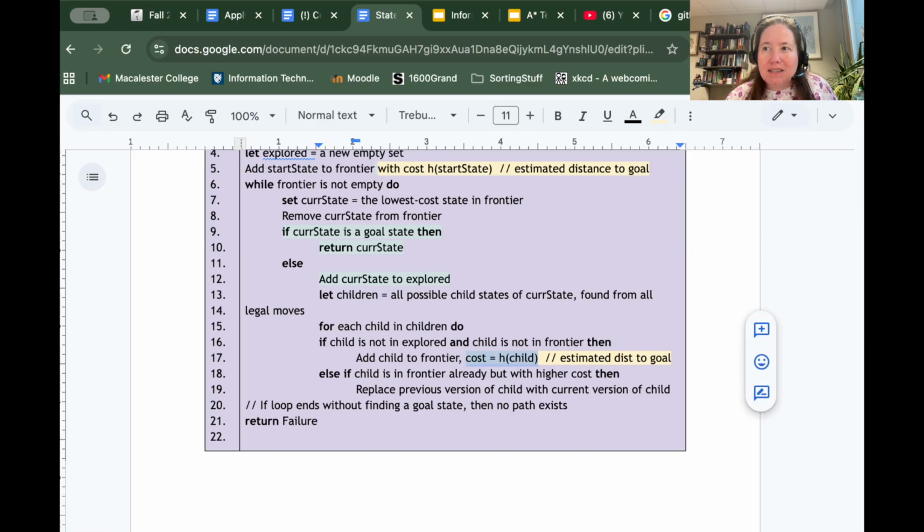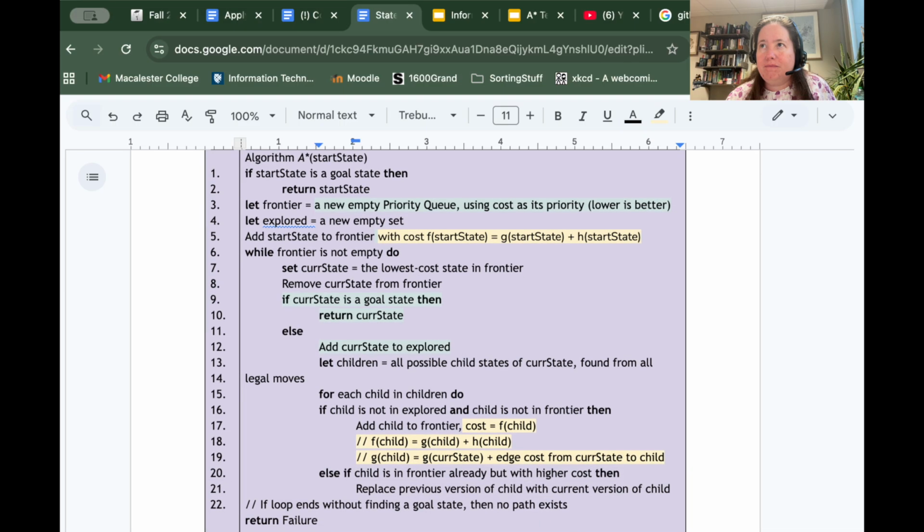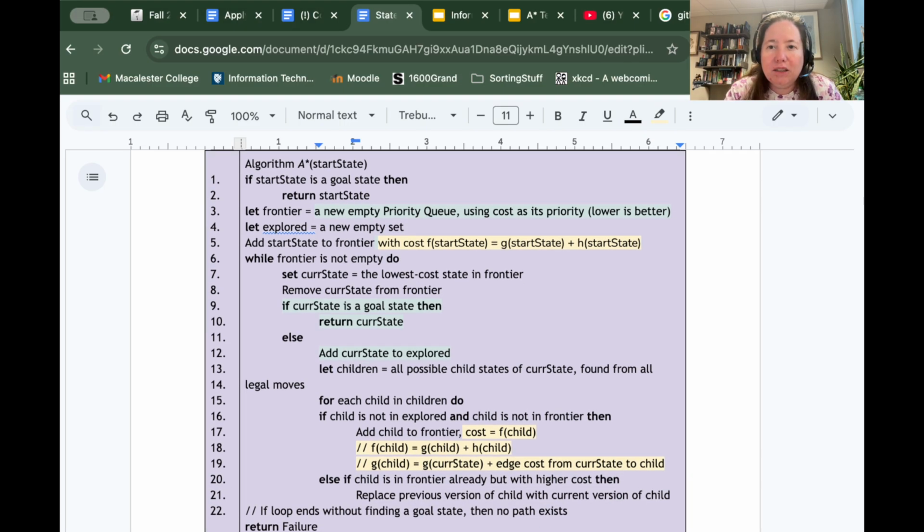What does it look like as an algorithm? It looks exactly like least cost search or greedy best first search, except for the yellow bits. So there's some complications with A-star that I'm going to talk about. I may go back to my notes for this. But fundamentally, the only difference is in how we calculate the cost.